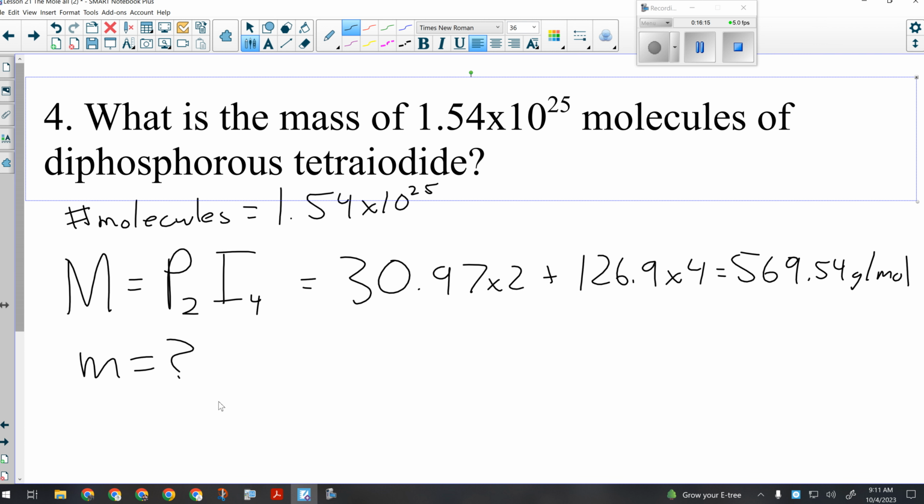It's just like saying I have 36 eggs. How many dozen do I have? 36 divided by 12, I have 3 dozen. Works the same way. So to calculate the number of moles, I take the number of molecules, 1.54 times 10 to the 25, and I divide that by Avogadro's number, the number of molecules in 1 mole.